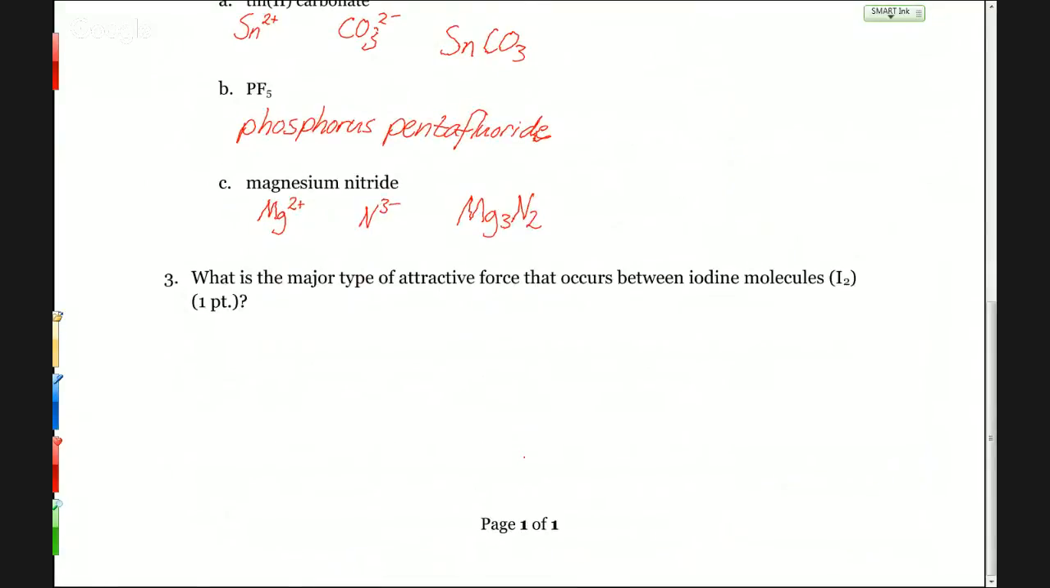And then finally, what is the type of attractive force that occurs between iodine molecules? So an iodine molecule, I didn't ask for the structure here, but an iodine molecule looks like this. What kind of a bond is that? Polar or nonpolar? Yeah, that's a nonpolar bond. So that means the only types of forces are the dispersion forces, right? Nonpolar molecules have dispersion forces. And the ones in iodine are actually pretty strong. Iodine's a solid at room temperature because the iodine atoms are so big.